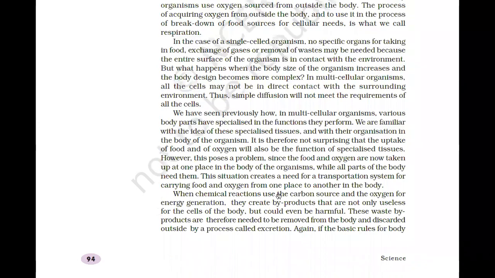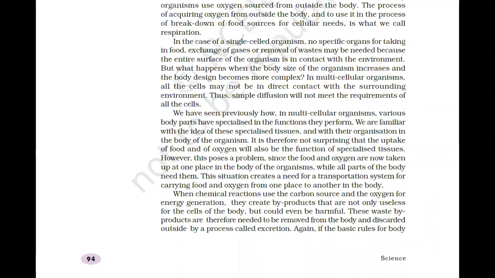We have seen previously how in multicellular organisms, various body parts have specialized in the functions they perform. We are familiar with the idea of these specialized tissues and with their organization in the body of the organism. It is therefore not surprising that the uptake of food and of oxygen will also be the function of specialized tissues.